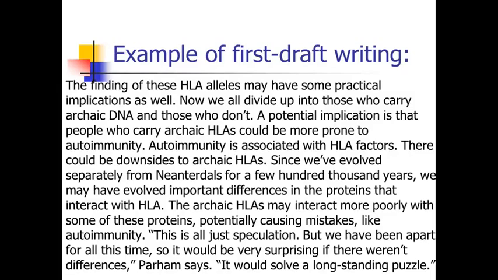Since we've evolved separately from Neanderthals, notice my typo there, for a few 100,000 years, we may have evolved important differences in the proteins that interact with HLA. The archaic HLAs may interact more poorly with some of these proteins, potentially causing mistakes like autoimmunity. And then I've got a quote at the end. This is all just speculation, but we have been apart for all this time, so it would be very surprising if there weren't differences. Parham says it would solve the long-standing puzzle.